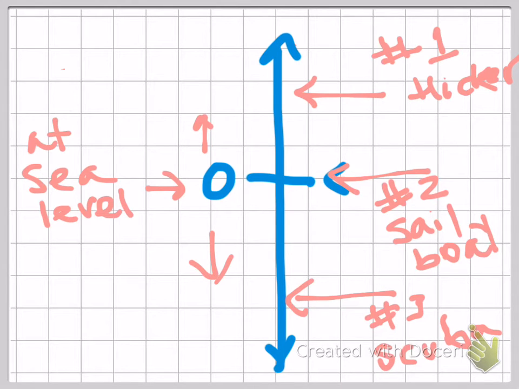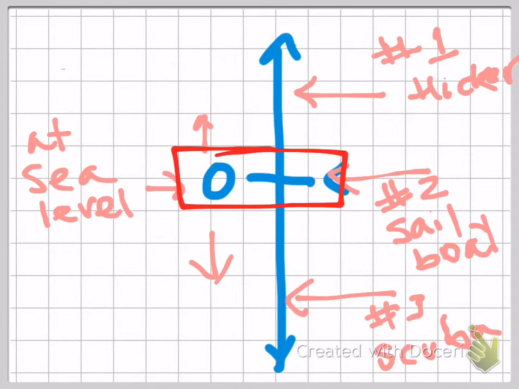Okay. Now let's focus on what 0 would mean again. I want you guys to have an understanding. What does 0 represent in this situation? It represents the top of the water. So if it's at the top of the water, that would be considered at sea level, and 0 in our number line representation, on a vertical number line.